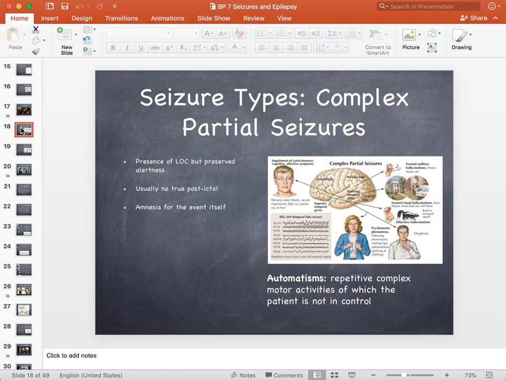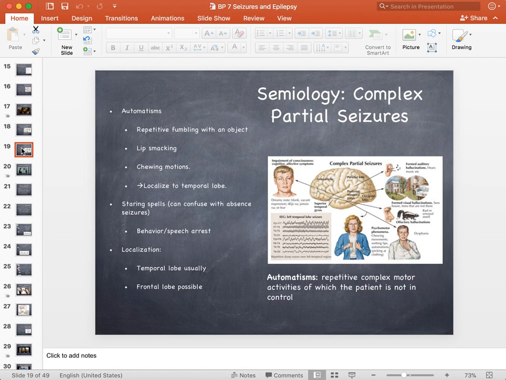One other thing, automatisms. It can happen in complex partials, and it's essentially a repetitive complex motor activity. It could be fidgeting, chewing motions, things like that. The patient is not in control. It's part and parcel of the seizure semiology. Could be picking at clothes, which we'll see an example of in just a couple minutes. One other thing to mention is that if you see automatisms, that is strongly localizing to the temporal lobe. If you're getting the sense lots of seizures are occurring in the temporal lobes, yep.